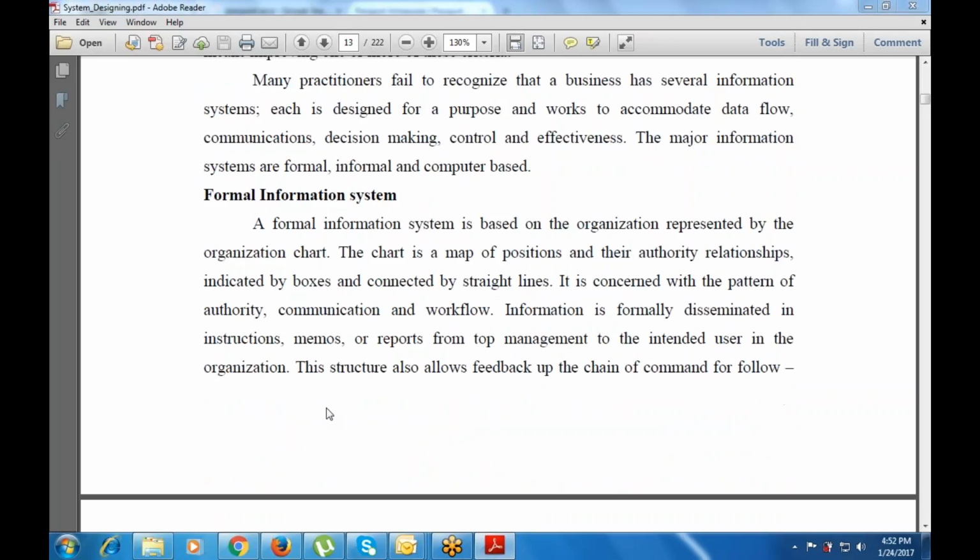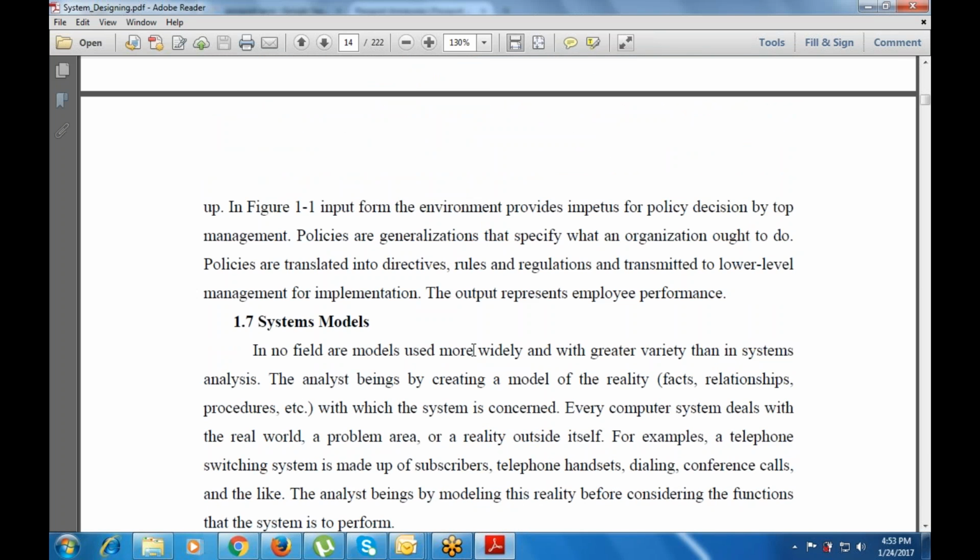So when we talk about the formal information system, that is based on the organization perspective, which depends on the organization charts. This chart is a map of the positions and their authority relationships. That is indicated by boxes connected by straight lines, and it is concerned with the pattern used for authority, communication, and the workflow that is disseminated by instructions, memos, or anything.